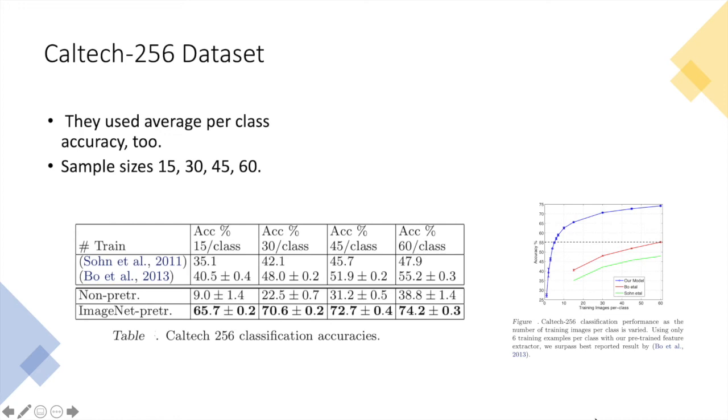The increase in performance is more obvious for the Caltech 256 dataset. By looking at different metrics of different sample sizes, we can see the increase in performance for the ImageNet pre-trained model.